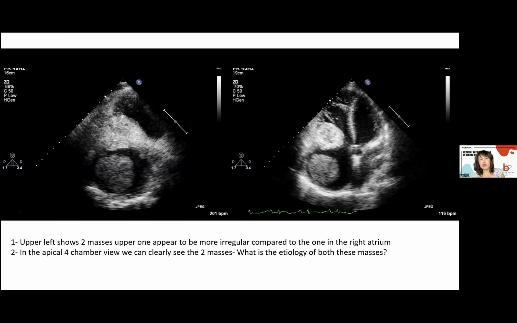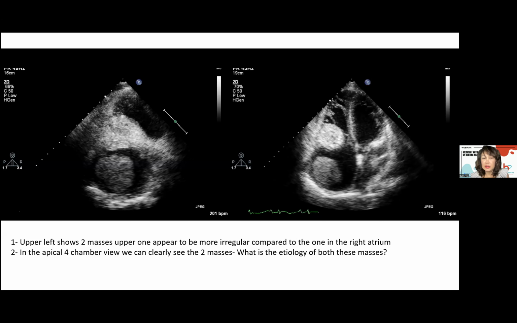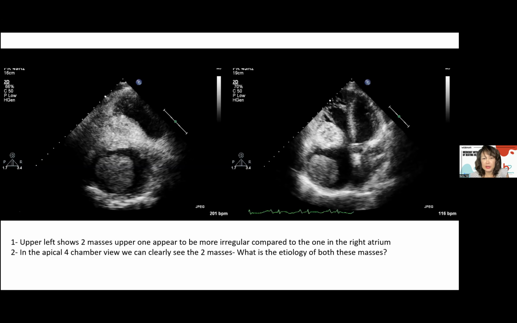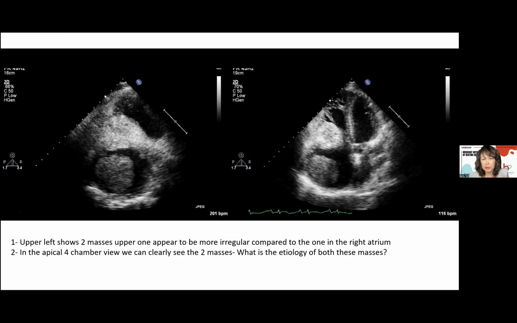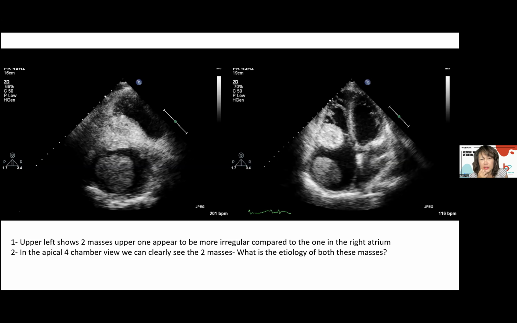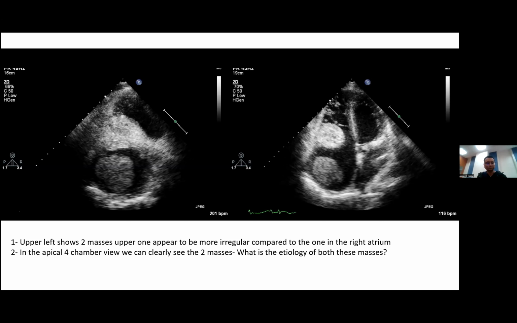Okay, so I'll give it a try. I think the two masses may not be the same etiology because they also have different hypoechogenicity. So maybe the other one is actually a thrombus.